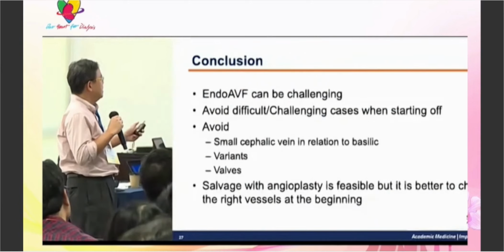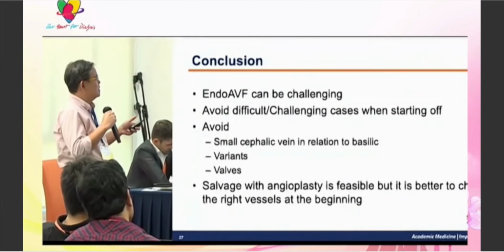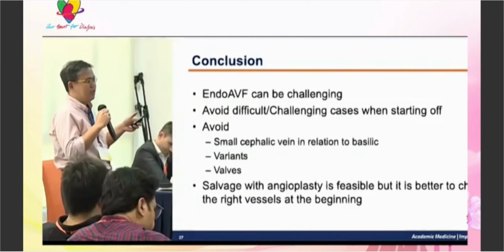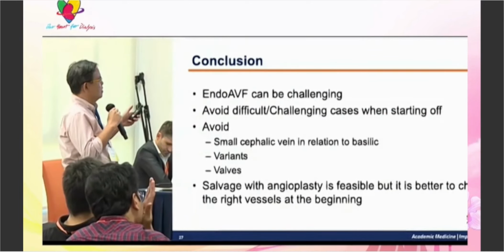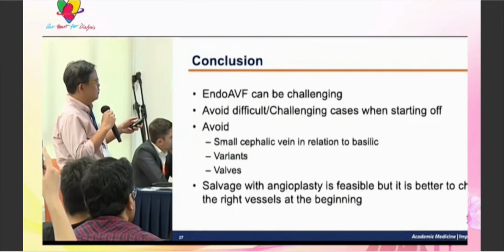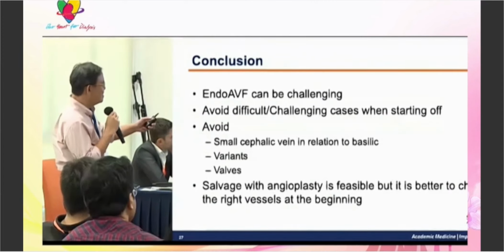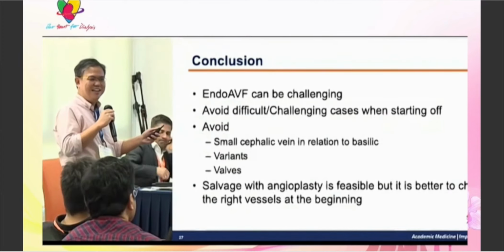Okay, in conclusion, endoAVF can be very challenging. Avoid difficult, challenging cases when you first start off. Avoid a small cephalic vein in relation to the basilic. Avoid variants. Avoid valves in the perforator. Salvage angioplasty is feasible, but it's better to choose the right vessels at the beginning than to try to salvage it.